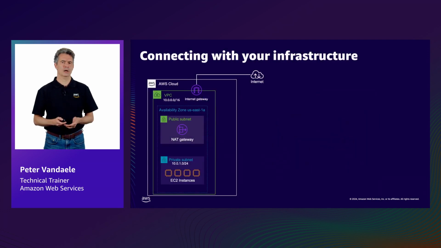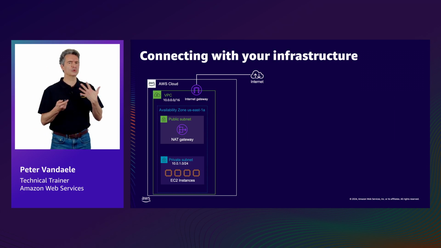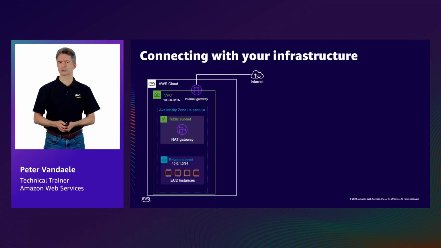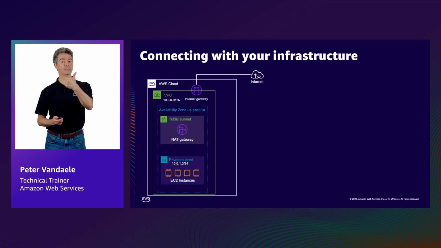Next question to ask ourselves is, what options do we have for hybrid connectivity? That is, how to connect on-premise data centers to the AWS cloud. There are actually three ways to do this: OpenVPN connection, site-to-site VPN, and Direct Connect.